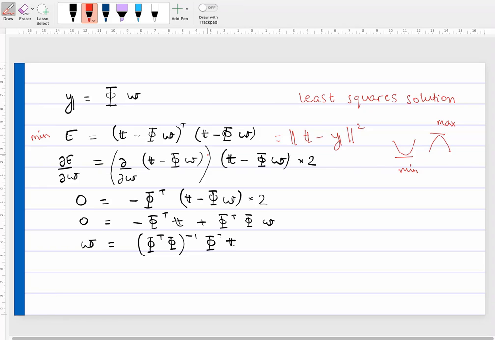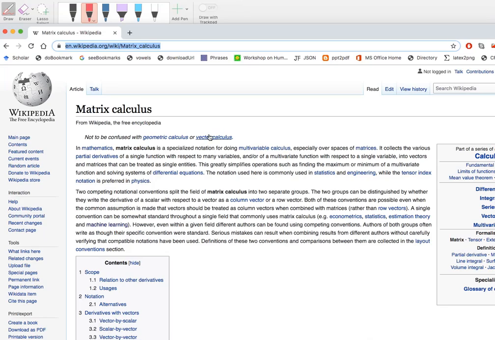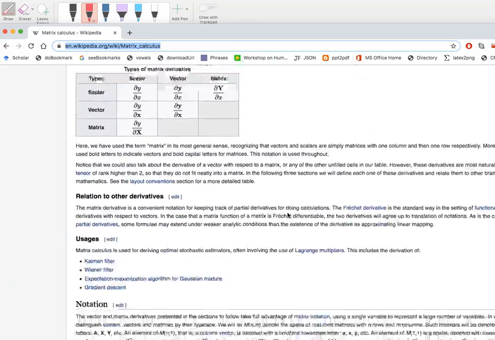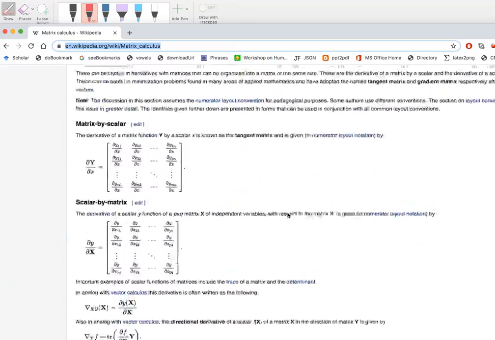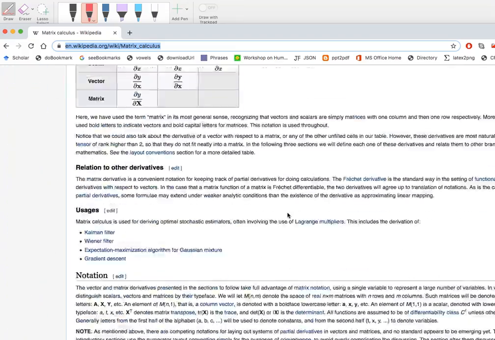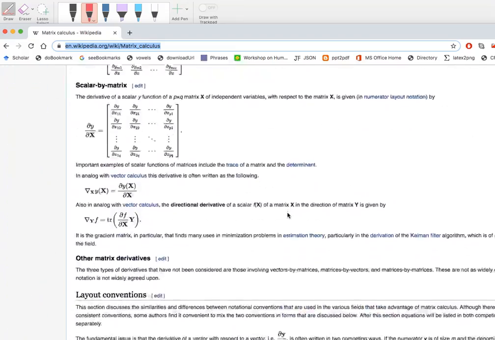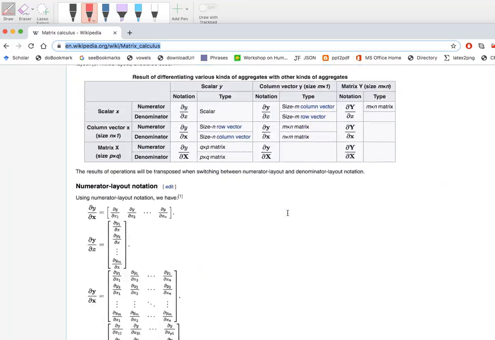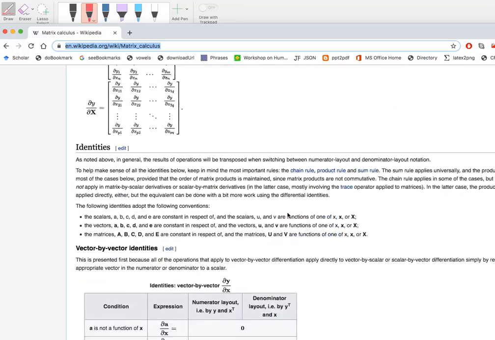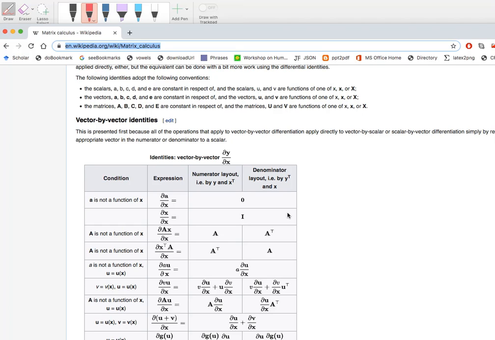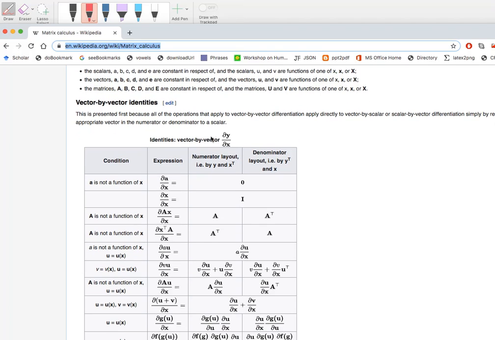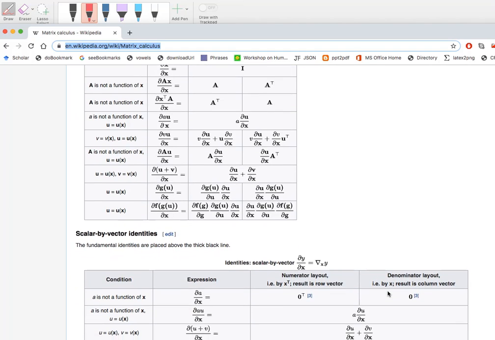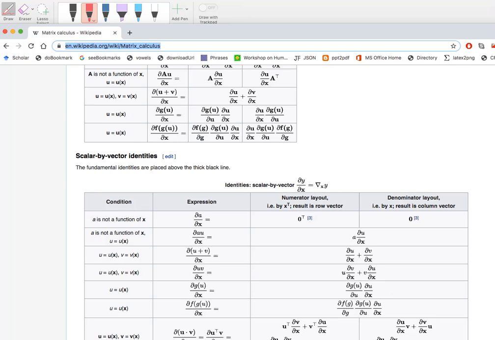We have Wikipedia, which has a good cheat sheet. Maybe I can open it. Yes, I opened it just before the class, so that we can quickly see. The title is Matrix Calculus. You can derive these formulas very easily. How can you verify them? You just expand them and see they match, right? So how do you differentiate a vector by a vector? These are the identities. I will explain them as we go through them.